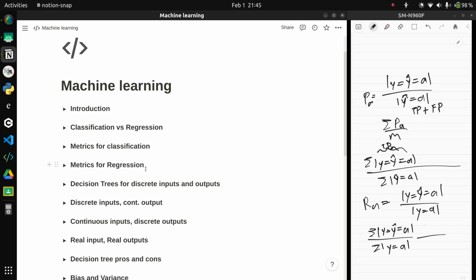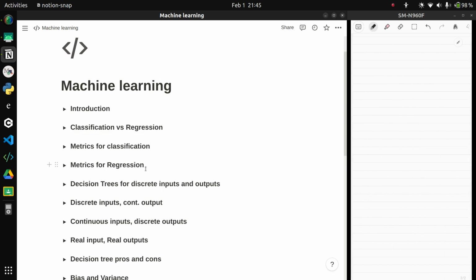Amazing, that's done. Next thing, oh wait, you also have to do the macro. So this is micro, this is macro. This is the precision; this is the recall micro, and macroscopically it's the summation of R_a upon M, the usual thing. So that's the metrics for classification.